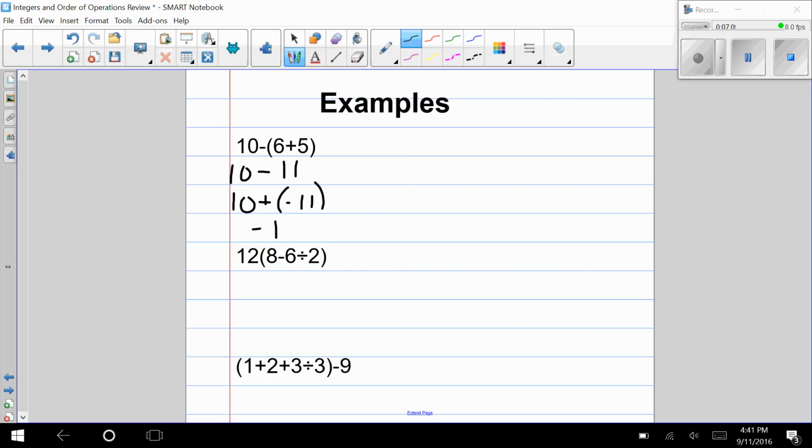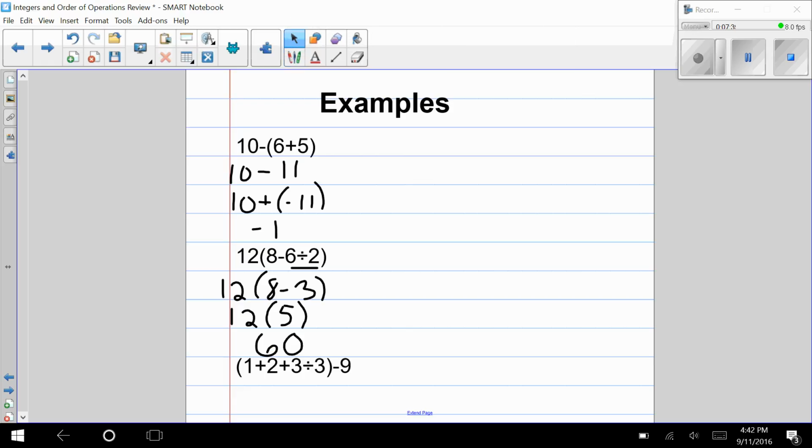For the second one, we start inside of the parentheses, but we start with the division inside of the parentheses because division comes before subtraction. 6 divided by 2 is 3. So then we just copy the rest of the problem that we haven't gotten to yet. Now we're still inside the parentheses. 8 minus 3 is 5. So we have 12 and a 5. Remember, if there's no symbol, that means multiply. So 12 times 5 is 60.